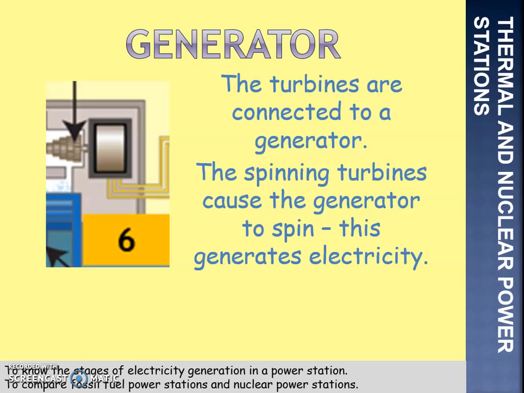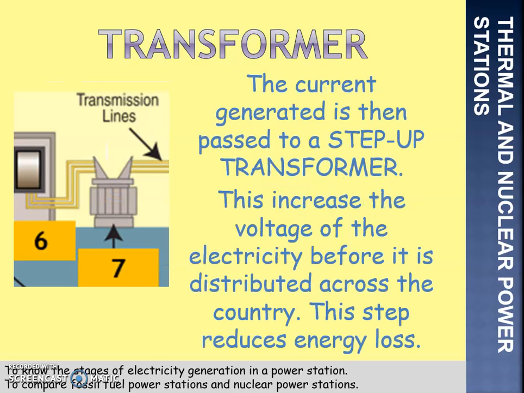Turbines are then connected to a generator. The spinning turbines cause the generator to spin, and this is what generates the electricity. So linking the turbine to the generator causes electricity to be made by the spinning generator. It's then passed to a transformer. The current generated is passed to a step-up transformer. This increases the voltage of the electricity before it's distributed across the country, and this helps reduce energy loss.